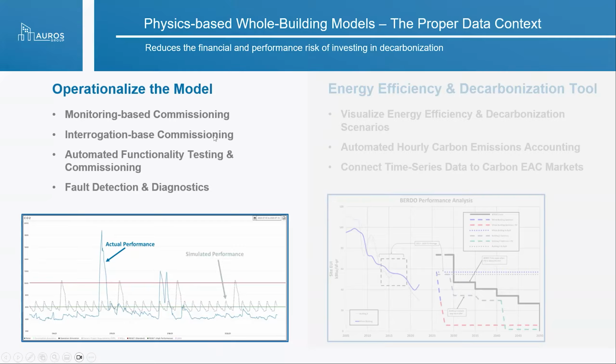Then we have interrogation-based commissioning. I guarantee you it's far cheaper for a building scientist like you guys to go into your model and start saying, did you change your set points? Is the building turning on later than it should or earlier than it should? Did I change my lags and leads?